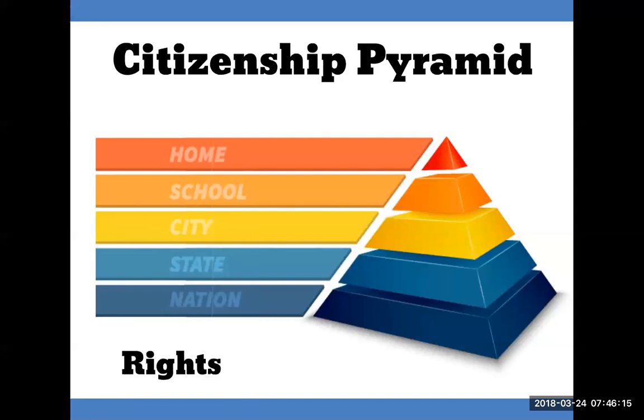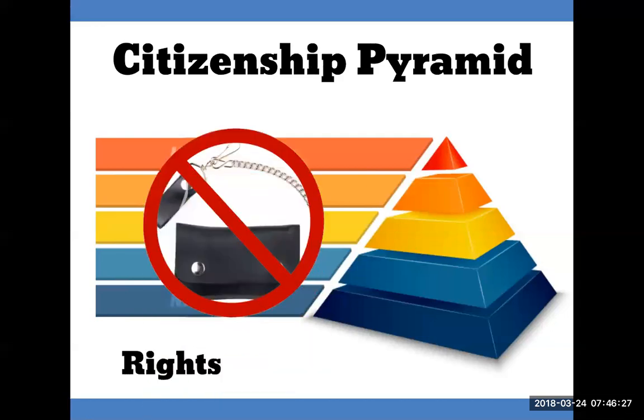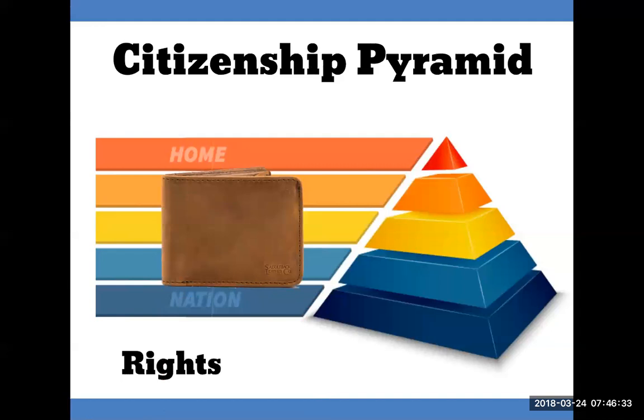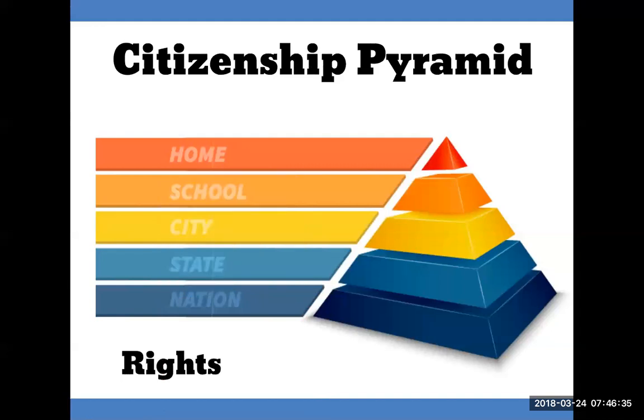Sometimes rights are the flip side of responsibilities. So if the handbook says you can't do something, it's silently giving you the right to do something else. Your handbook might say, no wallets with chains, but you do have the right to bring a regular wallet. So school handbooks are usually the opposite of the U.S. Constitution because they list responsibilities instead of rights.